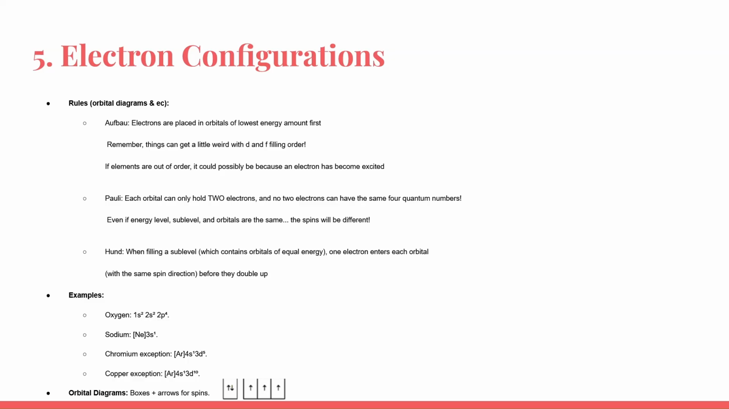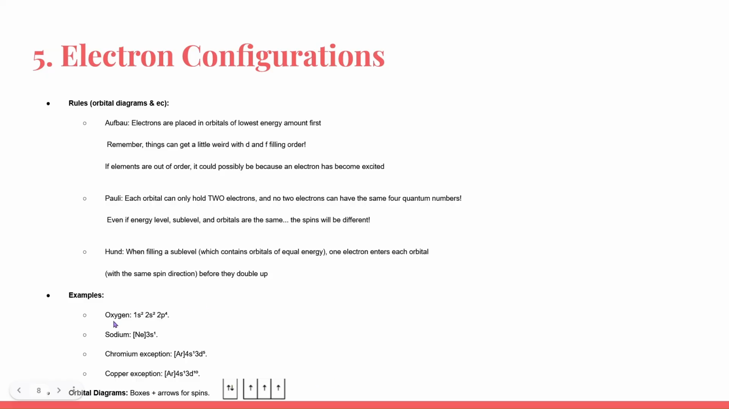Hund: when filling a sublevel which contains orbitals of equal energy, one electron enters each orbital with the same spin direction before they double up. So the rule is that, like you can see in the boxes right here, you have to apply an electron of the same spin in each box before you can double up and add the downwards arrow. So you have to fill up each box, and then you can start doubling up from the first one.